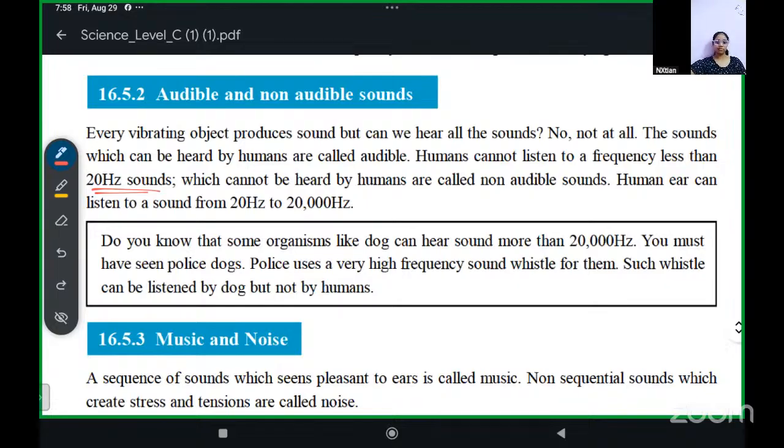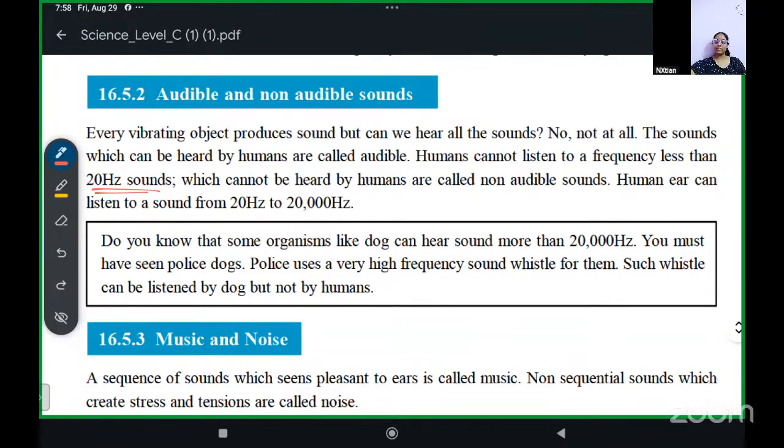So we could hear your breathing if you were breathing heavily, because heavy breathing comes above 20 hertz, maybe 30 hertz, which can be heard if I'm not using the background sound cut option. Now, the human ear can listen to sounds from 20 hertz to 20,000 hertz.